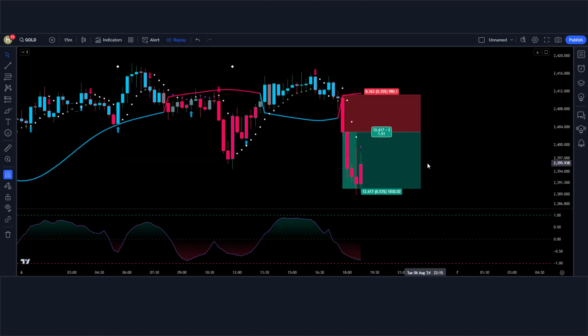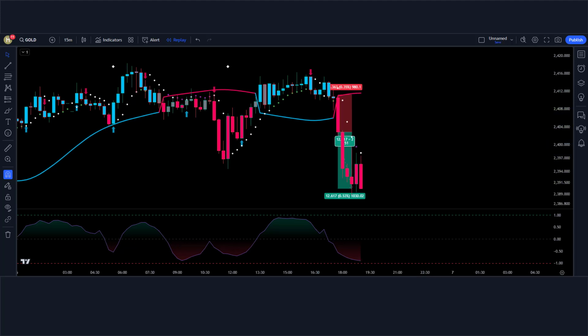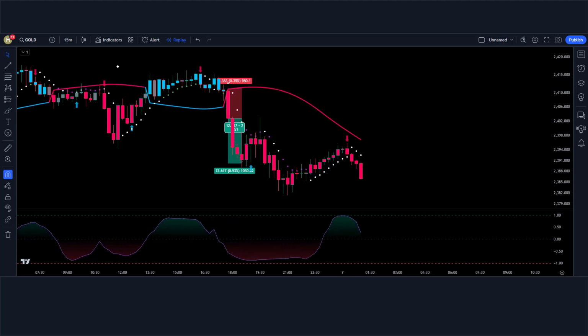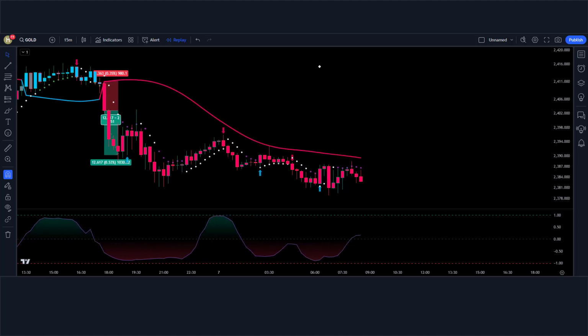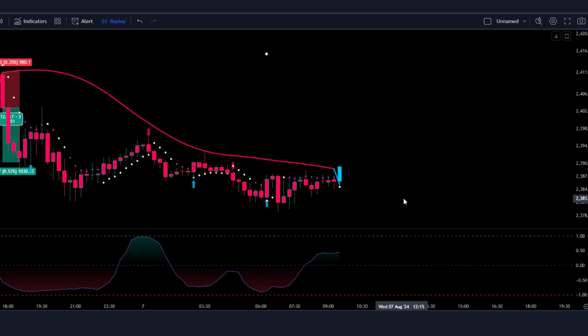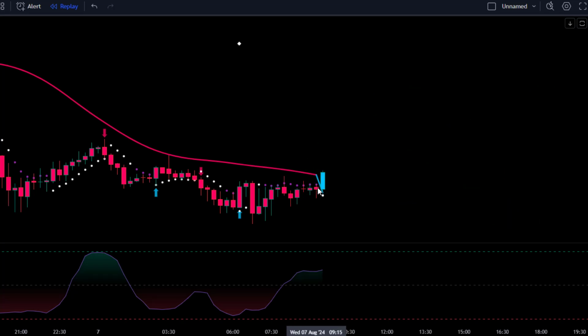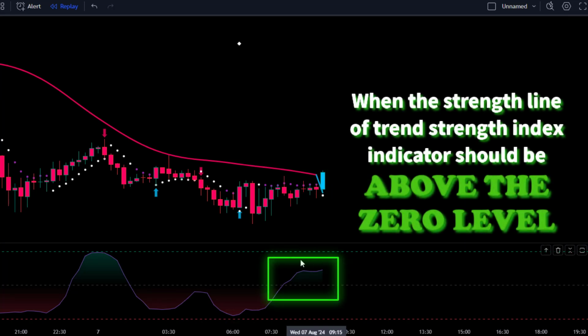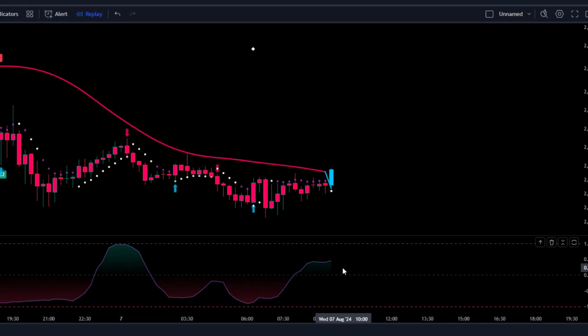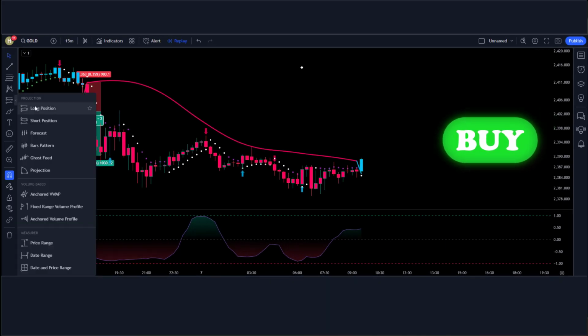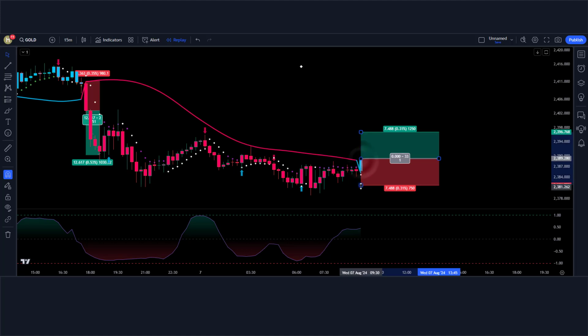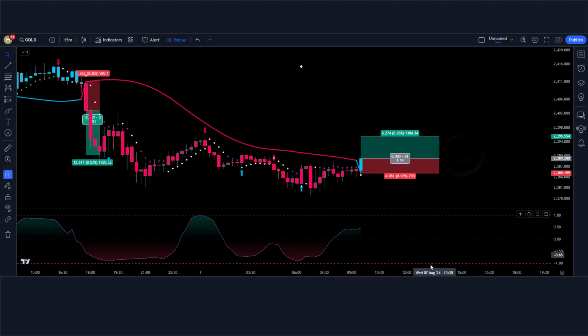The market has completely hit the target. Now let us understand the long position. When the SSL Hybrid indicator gives us a market cross signal, when the market has formed a bullish candle, and when the strength line of the Trend Strength Index indicator is above the zero line, if this condition is fulfilled, then we will place a buy order. Our stop loss will be placed at the sky line of the SSL Hybrid, and the risk to reward ratio will be 1:1.5.